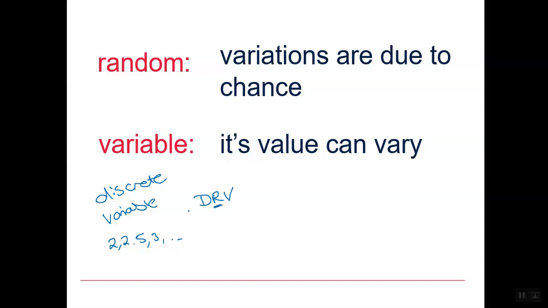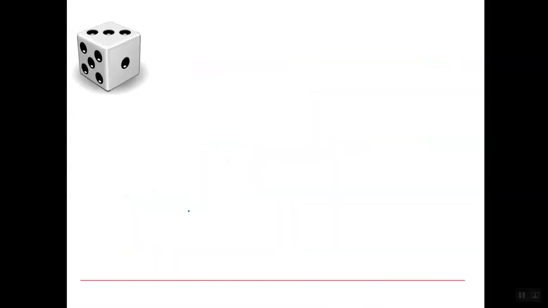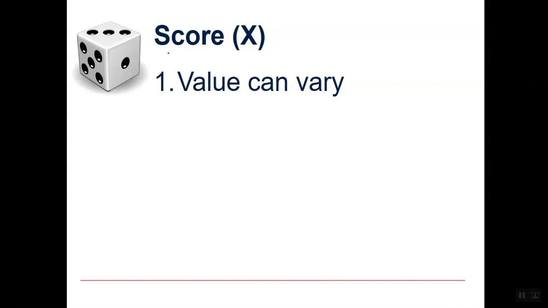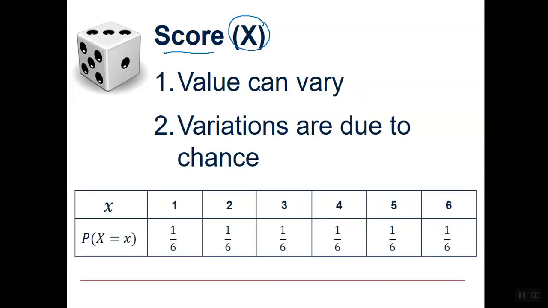We're now going to look at a very familiar context, and that's of rolling a fair six-sided dice. In this situation, we're going to call our score the random variable capital X. Clearly, the value can vary, and these variations are due to chance. We're going to represent our probability distribution in a table. You'll notice that we use lowercase x here, and this is to represent the individual values that the random variable can take. In the second row, we have the probability that our random variable X is equal to these individual values.